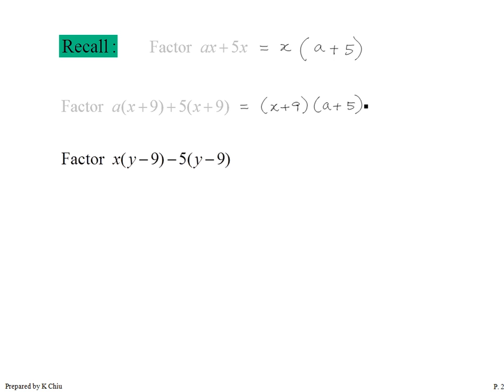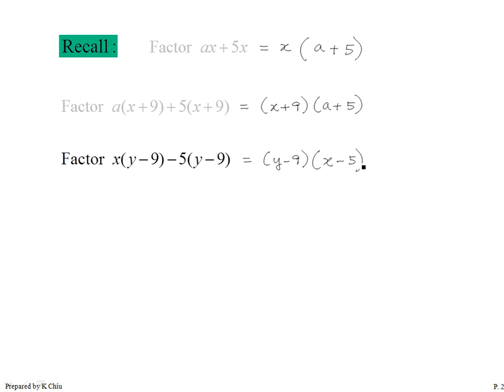How about this time? I want to factor x times y minus 9 minus 5 times y minus 9. How many terms do we have? We have 2 terms again, separated by the minus. In these 2 terms, what do they have in common? Y minus 9. So I'm going to factor out the y minus 9. And so the leftover in the first term will be x. And the leftover in the second term will be 5. So it turns out it will become y minus 9 times x minus 5. So far so good, right?